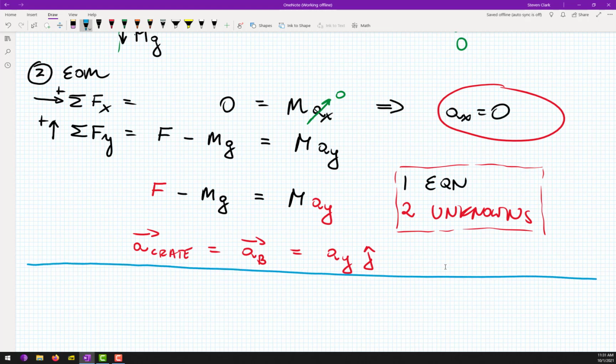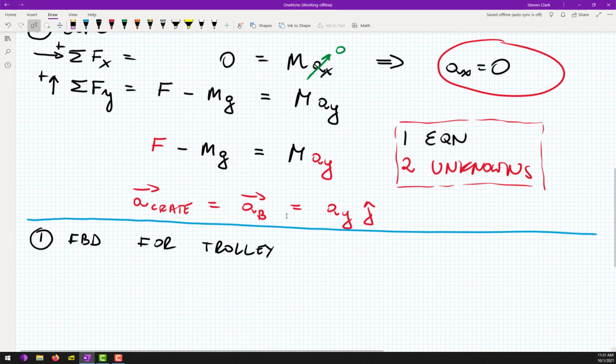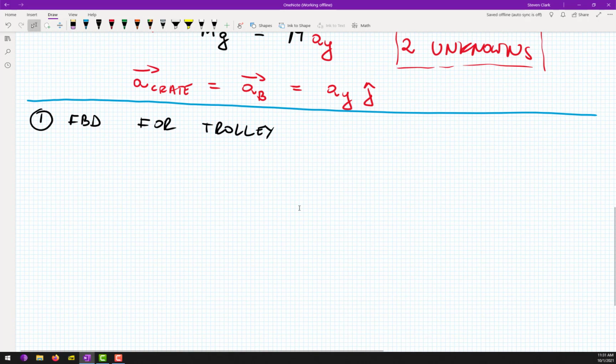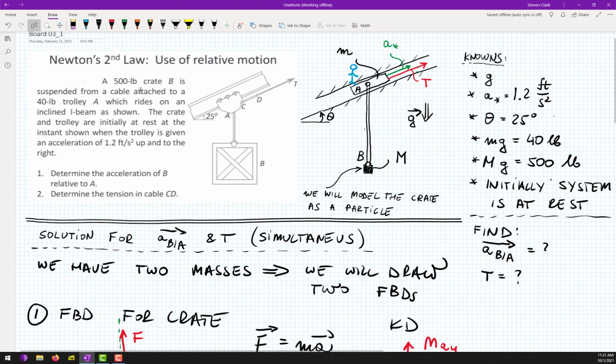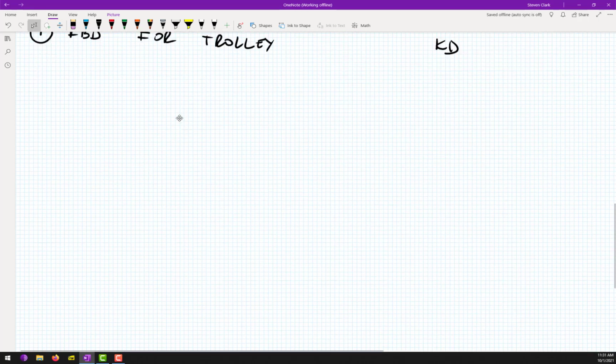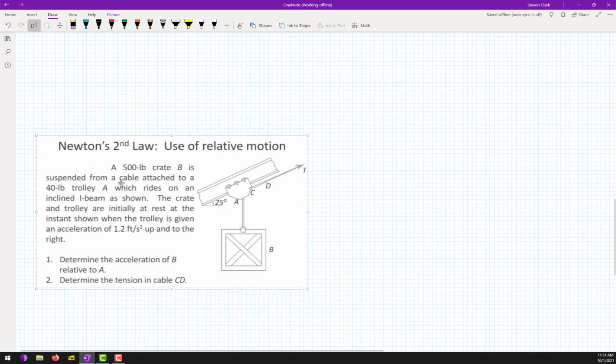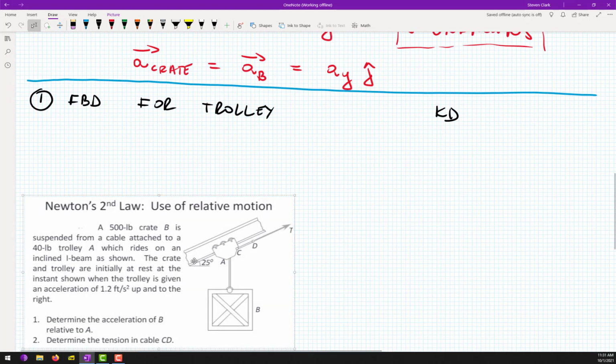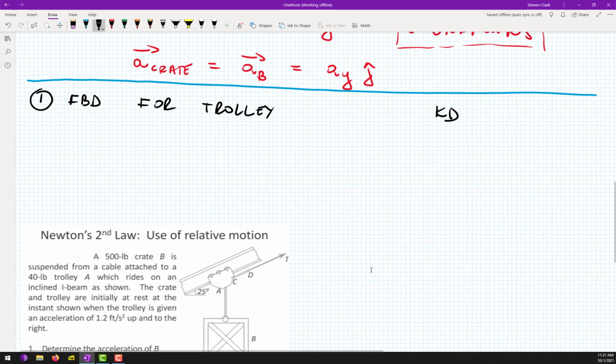Okay, so now let's look for more equations. FBD for trolley this time, and also KD for trolley. Okay, what do we have here? So I'm just gonna draw that trolley, okay? It will be a rectangle like that. This rectangle, and exactly the same rectangle here.